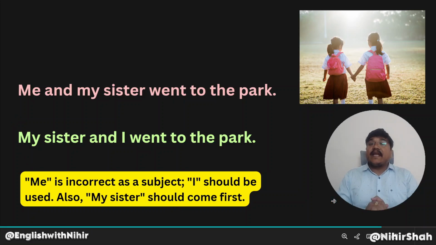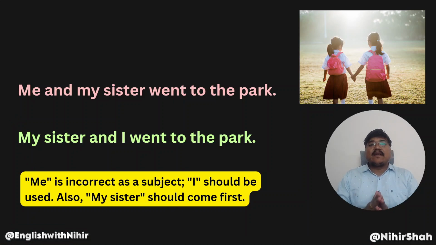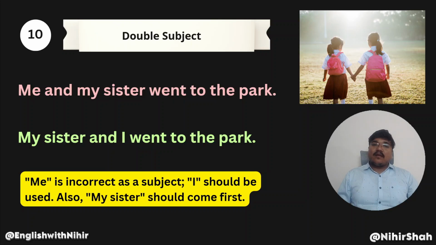Why? Because in English, there is a general rule that when we talk about two or more people and we are involving ourselves also, in that case, we put ourselves last as a matter of courtesy. Okay. So this is mistake number 10, which is called the double subject issue. Whenever double subjects are there, how to solve it, we have learned now. So till now we have covered 10 mistakes.